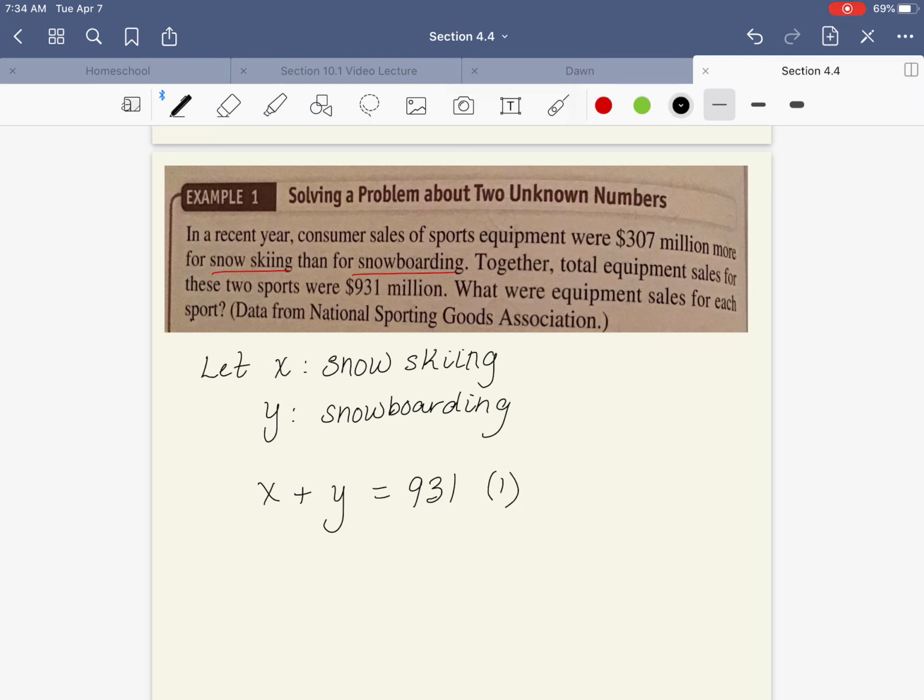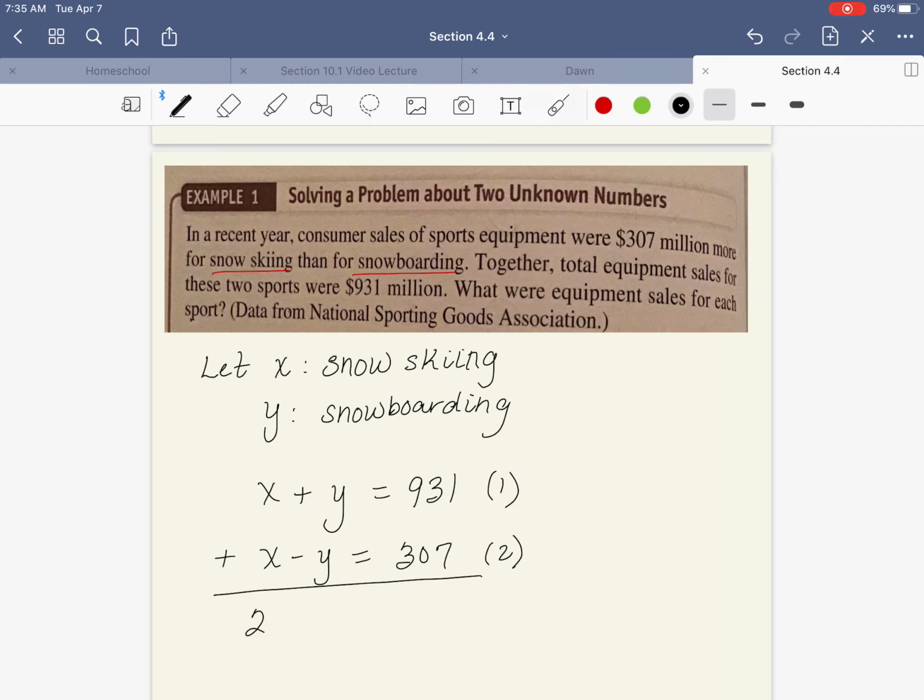And then it says 307 million more for snow skiing than for snowboarding. So that means the difference of the two sports is 307. Okay, so now we see that we have variables with the same coefficient and opposite signs. So I'm just going to go ahead and do elimination and add these two together.